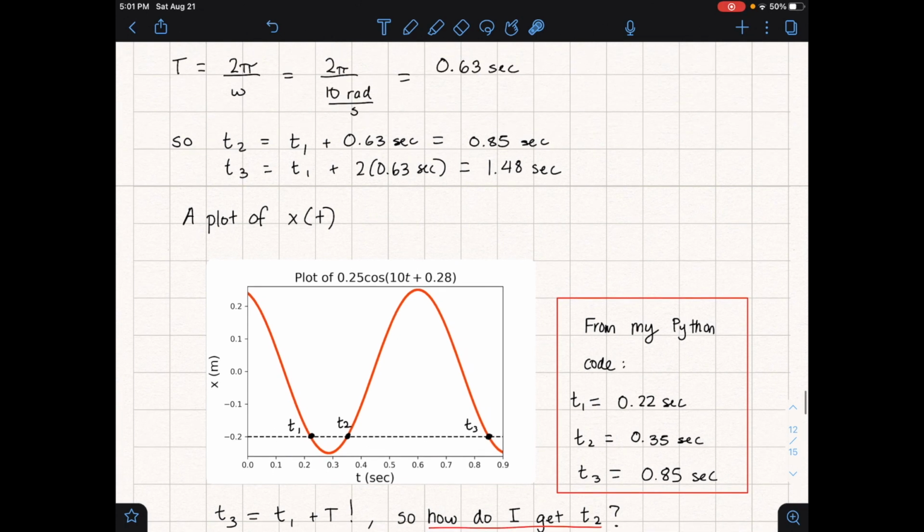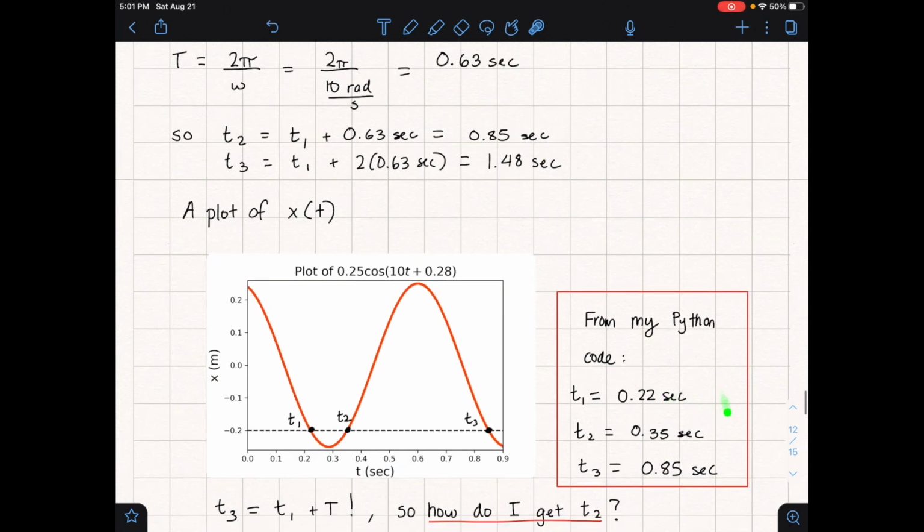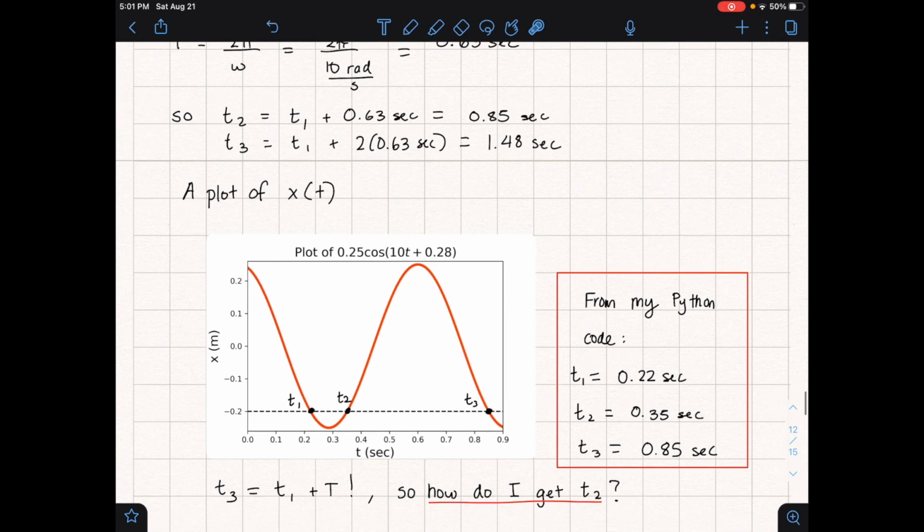So effectively, I solved for t1 right here, and this is effectively t3 based on what I found in my code. I wrote my code and I got the answer, but I wanted to figure out, how do I actually get t2?